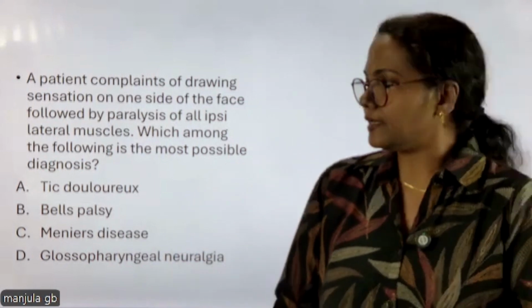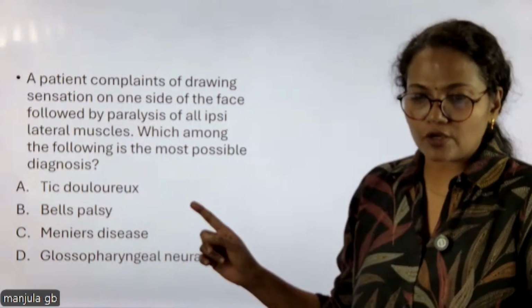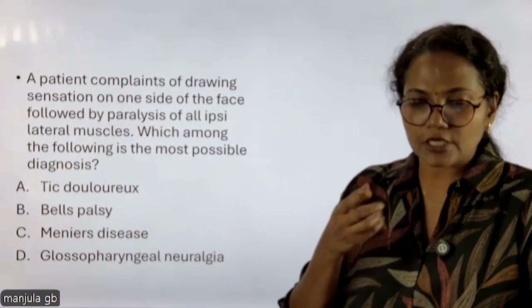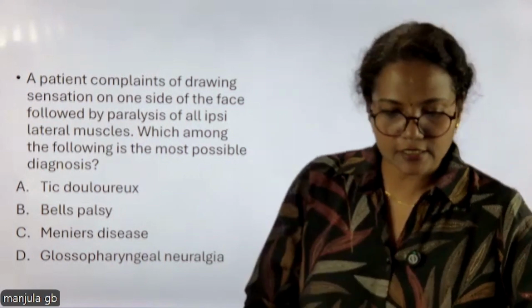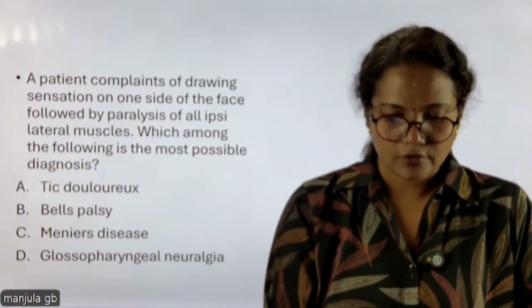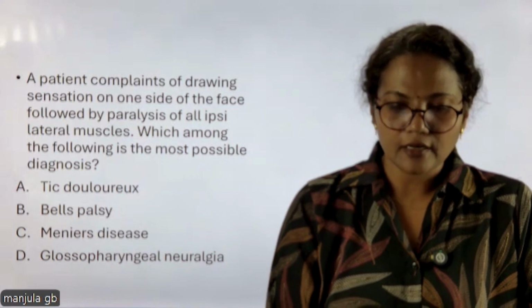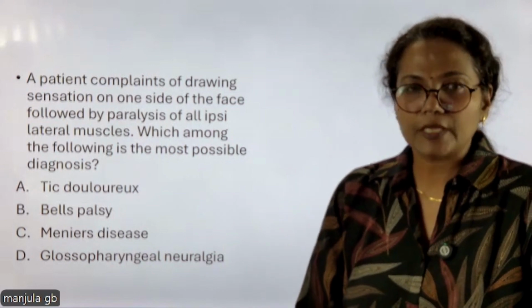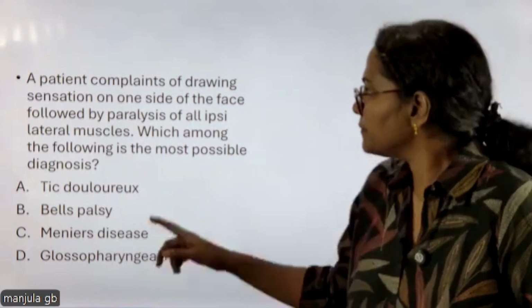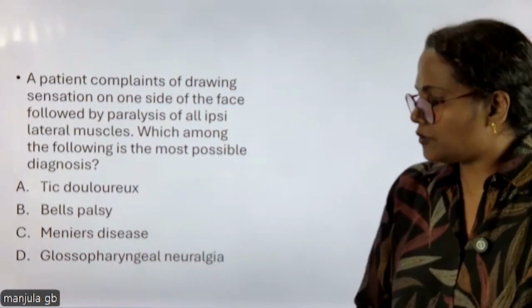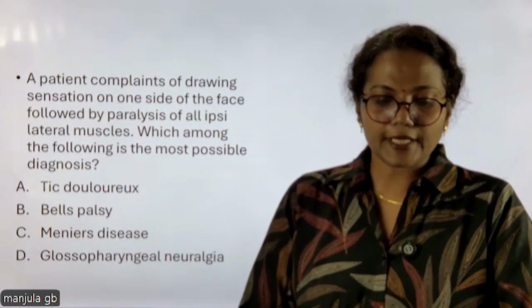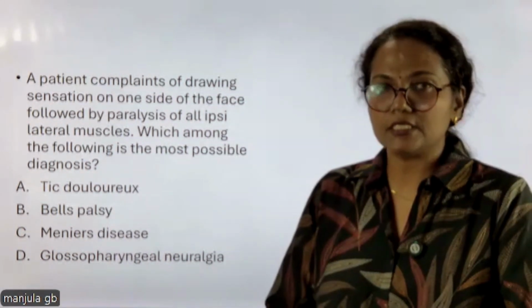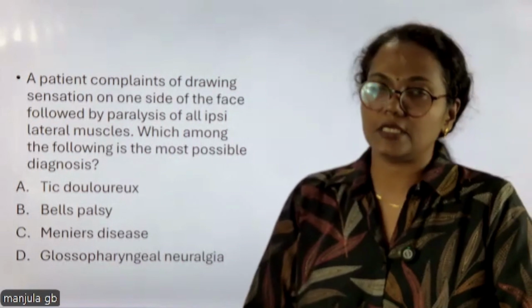Okay, next question. A patient complains of drawing sensation on one side of the face followed by paralysis of all ipsilateral muscles. Ipsilateral means same side. Which among the following is the most possible diagnosis? Tic douloureux, Bell's palsy, Meniere's disease, glossopharyngeal neuralgia.